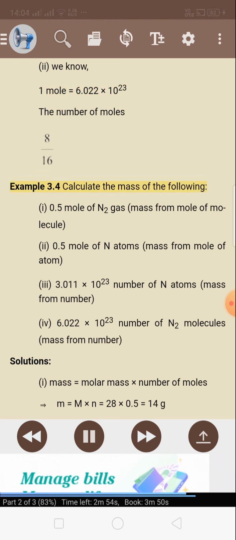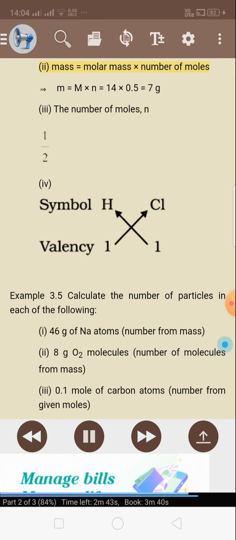Example 3.4. Calculate the mass of the following. i. 0.5 mole of N2 gas, mass from mole of molecule. ii. 0.5 mole of N atoms, mass from mole of atom. iii. 3.011 × 10^23 number of N atoms, mass from number. iv. 6.022 × 10^23 number of N2 molecules, mass from number. Solutions. i. Mass equals molar mass times number of moles. m equals M times n equals 28 times 0.5 equals 14 grams. ii. Mass equals molar mass times number of moles. m equals M times n equals 14 times 0.5 equals 7 grams. iii. The number of moles, n.